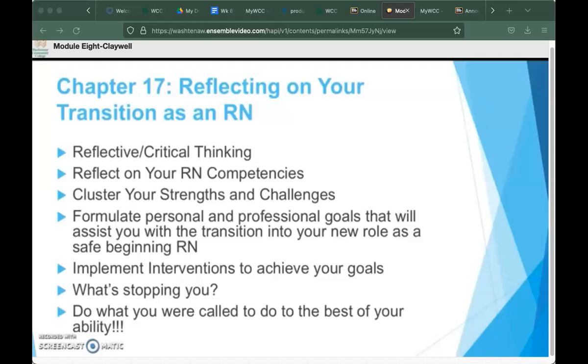Reflective critical thinking is an effective method for you to develop professional and personal philosophies. It's a dynamic process of analysis that forces you to examine any biases that you might have, beliefs, feelings, thoughts, and experiences in light of new nursing knowledge that you've gained over the last 7 weeks.